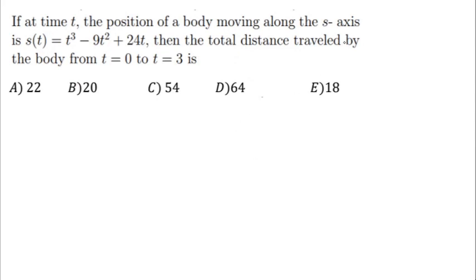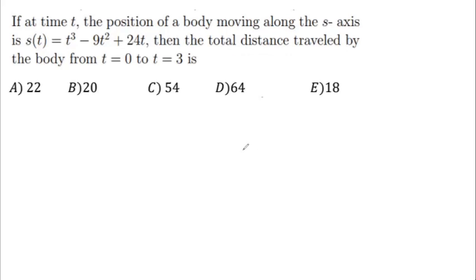Okay, questions on motion now with integration. If at time t the position of a body moving along the s-axis, whatever the s-axis is, it could be the x-axis, that means motion along a straight line, is s equals t power 3 minus 9t squared plus 24t. Then find the total distance traveled by the body from 0 to 3 seconds.